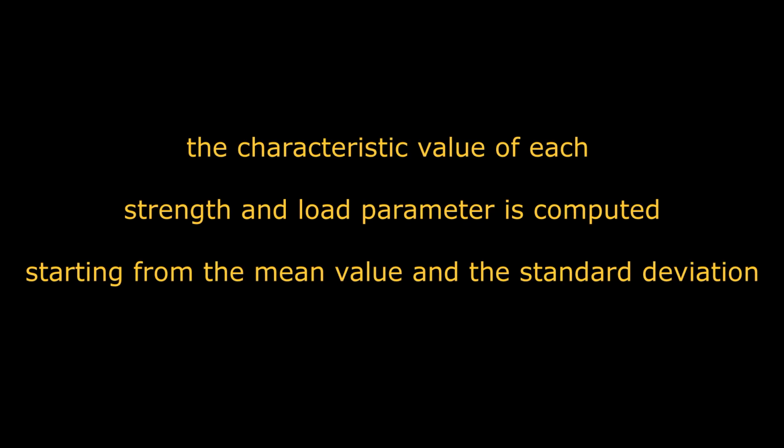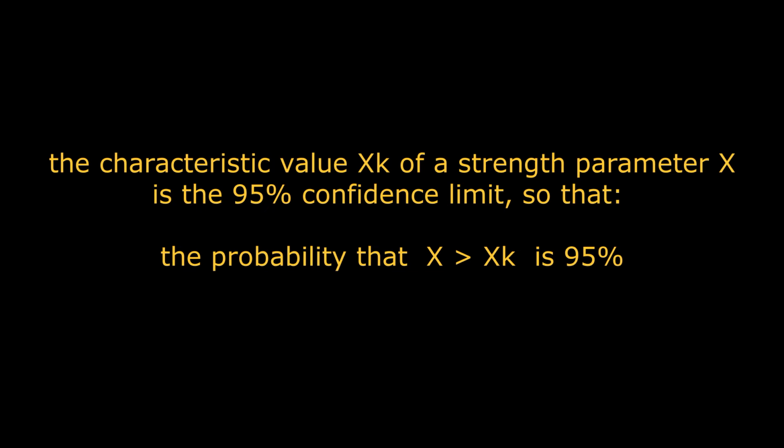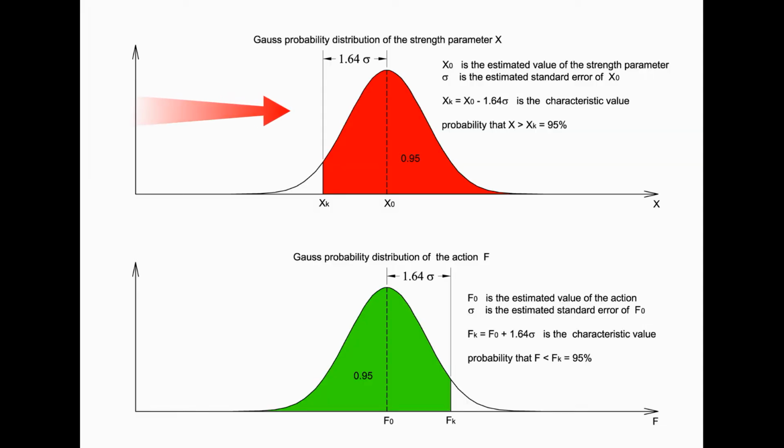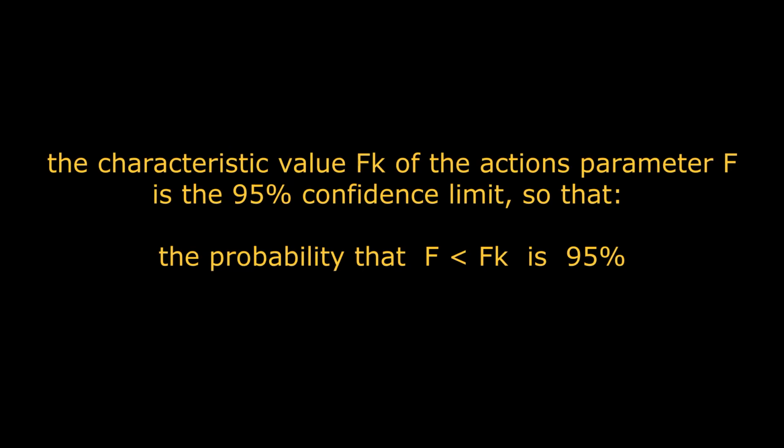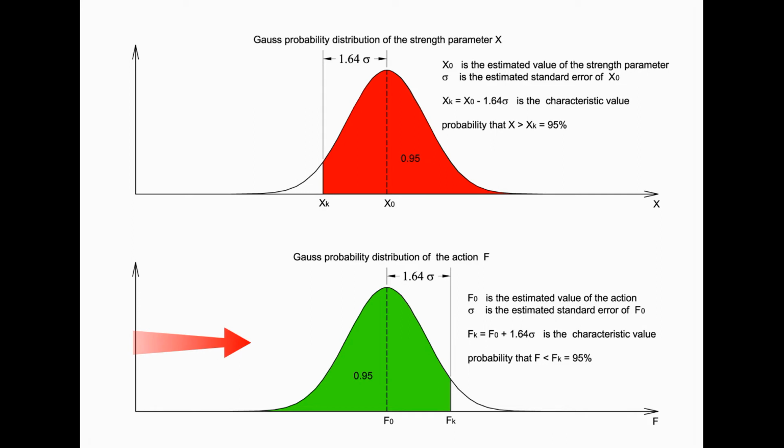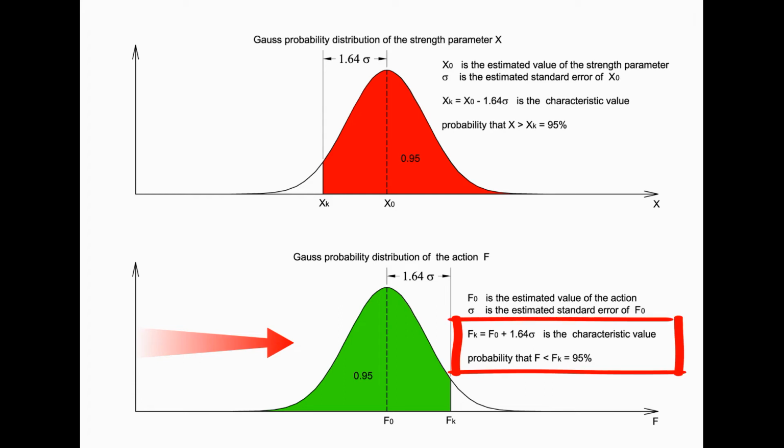The characteristic value of each strength and load parameter is computed, starting from the mean value and the standard deviation. The characteristic value xk of a strength parameter x is the 95% confidence limit, so that the probability that x is greater than xk is 95%. The characteristic value fk of the actions parameter f is the 95% confidence limit, so that the probability that f is less than fk is 95%.